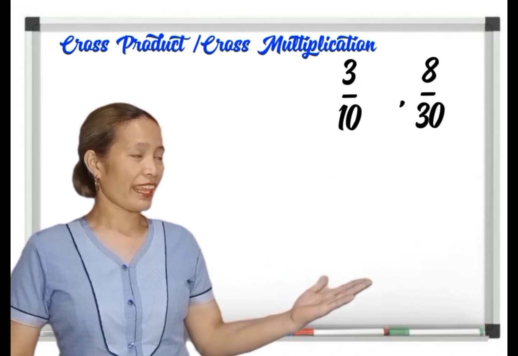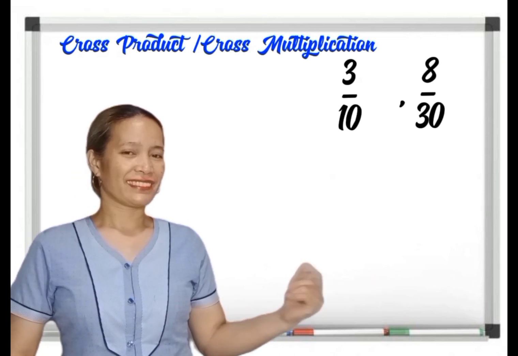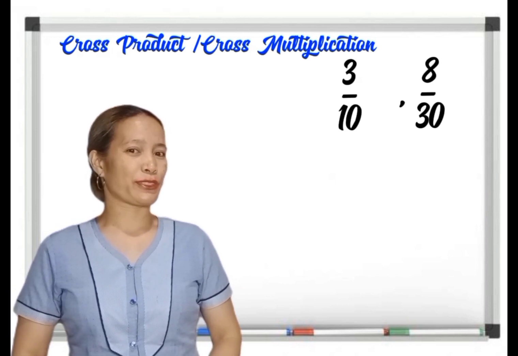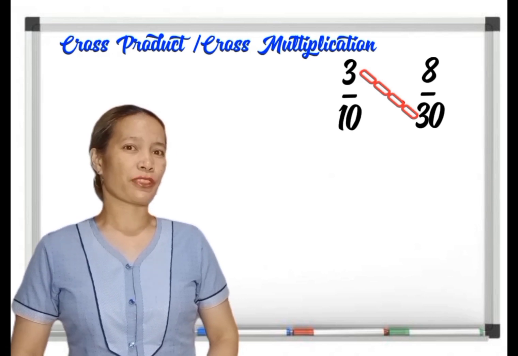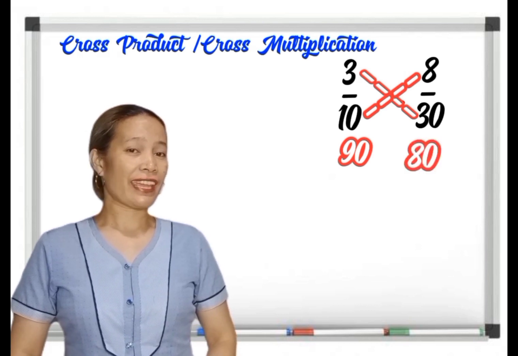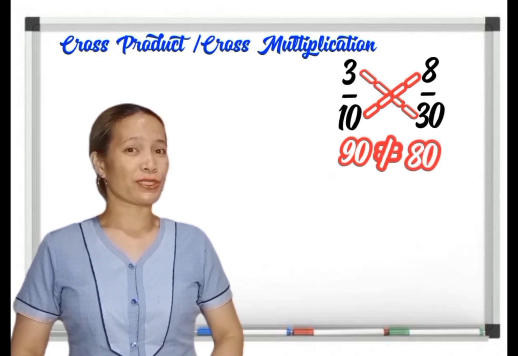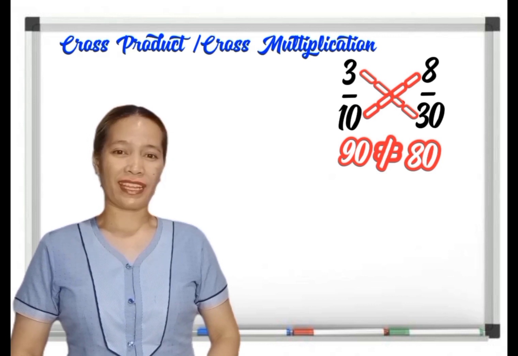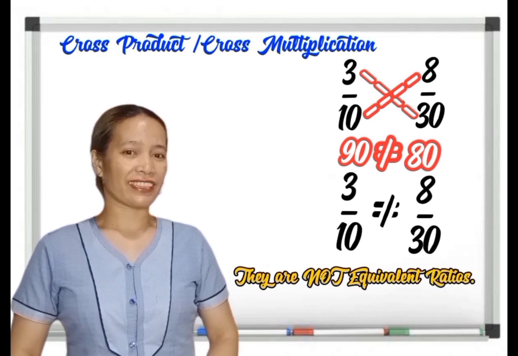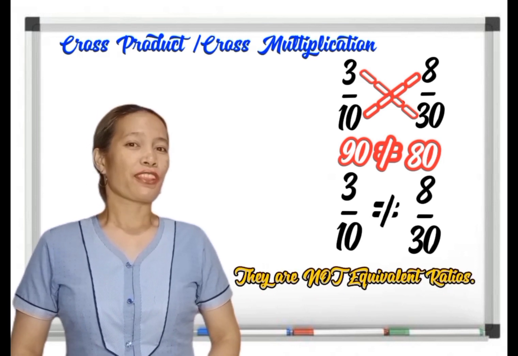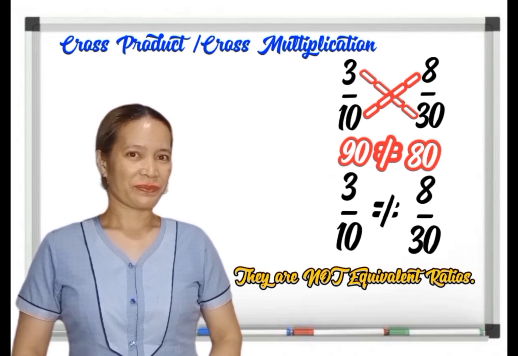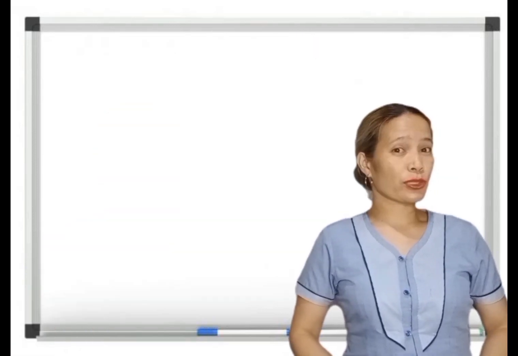Let's have another one. 3 over 10 and 8 over 30. Okay. Now, using cross-multiplication method, we are going to cross-multiply 3 times 30. The answer is 90. 10 times 8, the answer is 80. 90 is not equal to 80. Then, we can say that 3 over 10 and 8 over 30 are not equivalent ratios because their cross product are different. Magkaiba ang kanilang cross product.